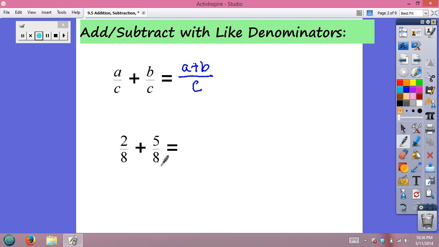In the next example, we also have a common denominator of 8 this time, so we know that we can just add the numerators, 2 plus 5. Simplifying, we get 7/8. This should be simple review.